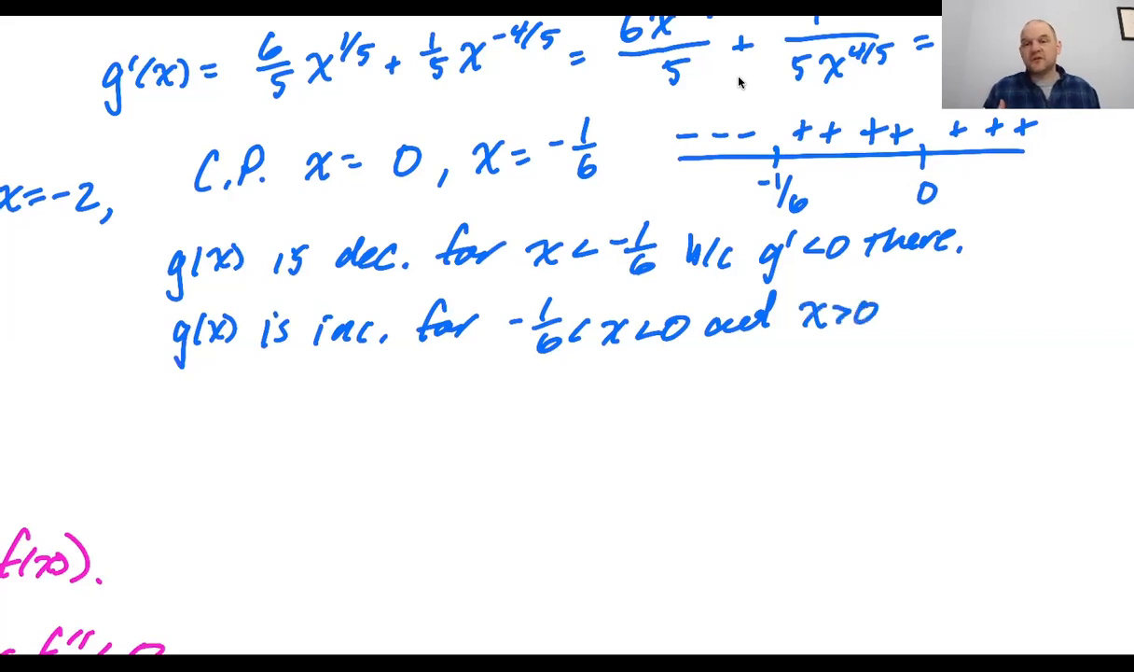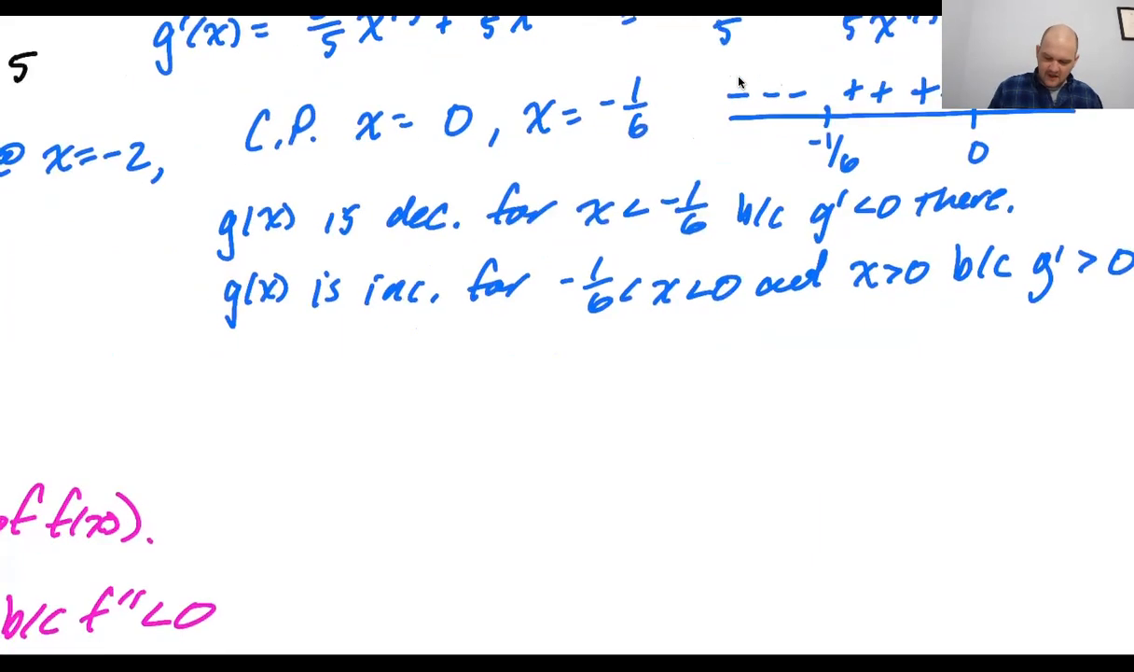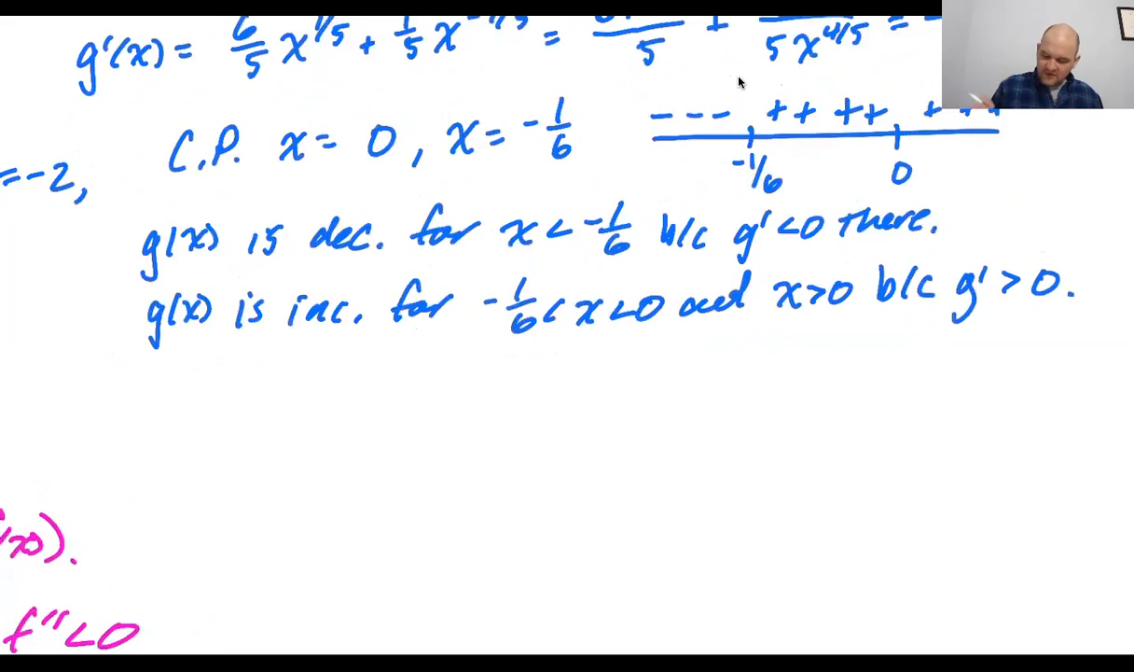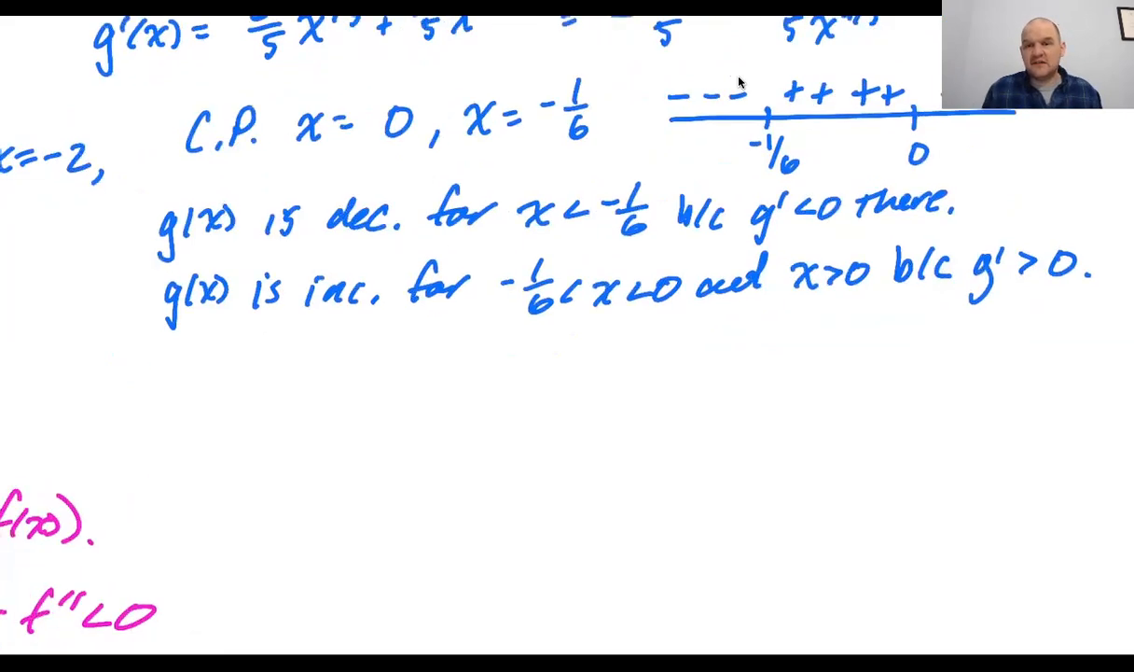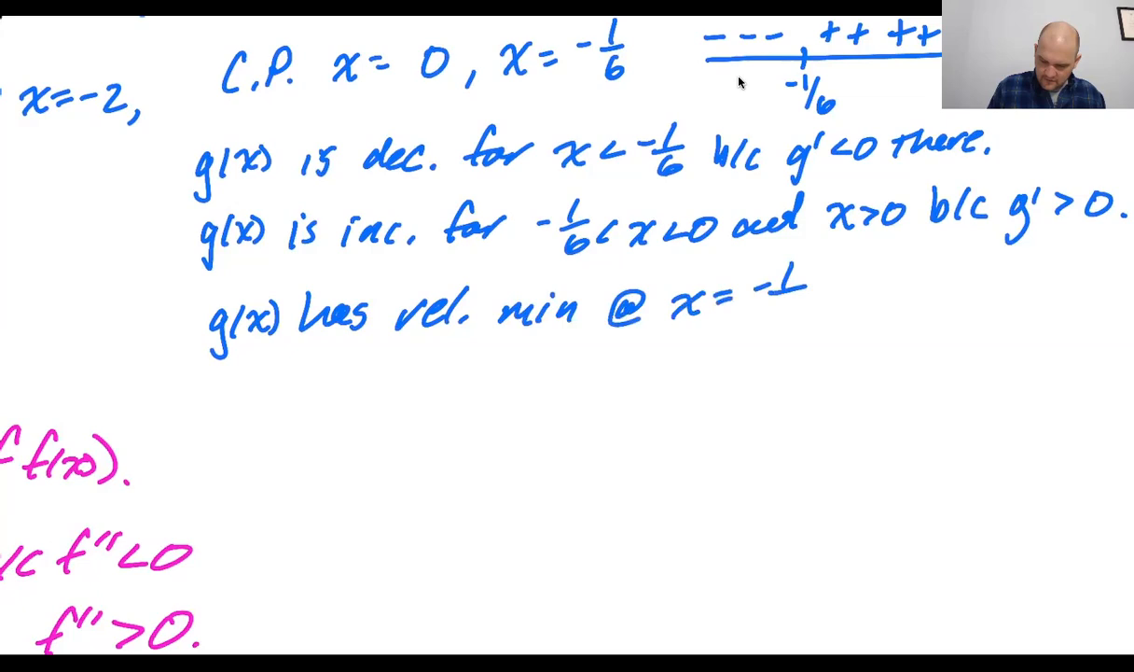Okay, neither increasing nor decreasing at 0, so it's not the end of the world to leave it out. Whenever you're not sure, do something that you're definitively sure about, right? I'm definitely sure that on those intervals, g prime is greater than 0, so I can definitely say increasing on those intervals. So there's a relative minimum at g at negative 1/6. So g of x has a relative minimum at x equals negative 1/6.